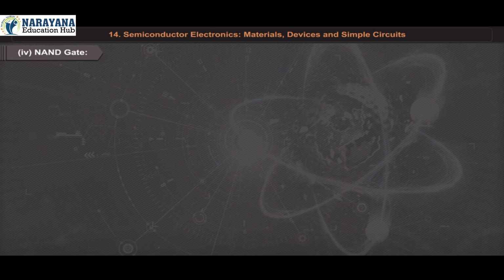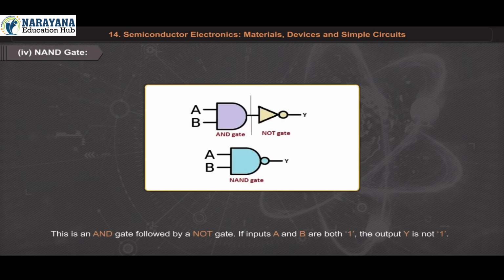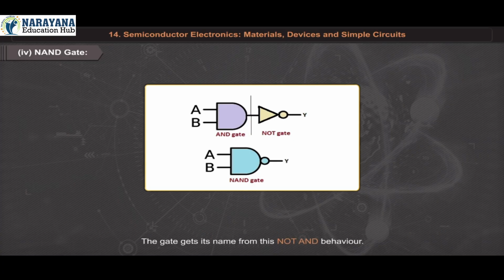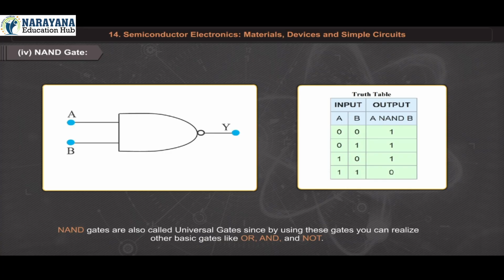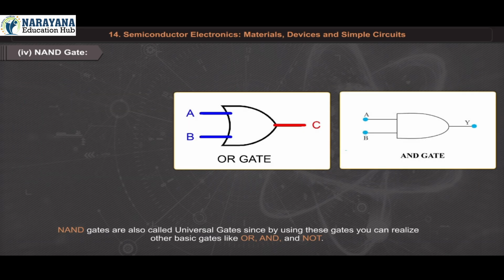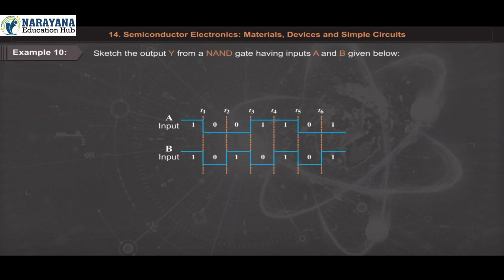Number 4. NAND gate. This is an AND gate followed by a NOT gate. If inputs A and B are both 1, the output Y is not 1. The gate gets its name from this NOT AND behavior. The figure shows the symbol and truth table of the NAND gate. NAND gates are also called universal gates, since by using these gates, you can realize other basic gates like OR, AND, NOT. Example 10. Sketch the output Y from a NAND gate having inputs A and B given below.